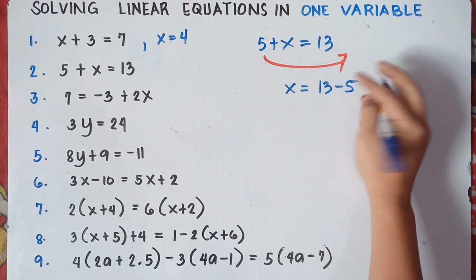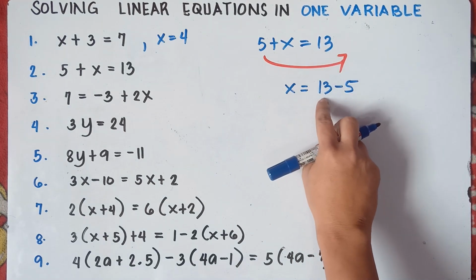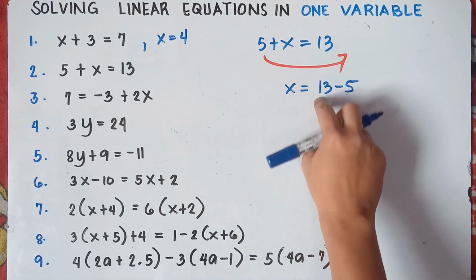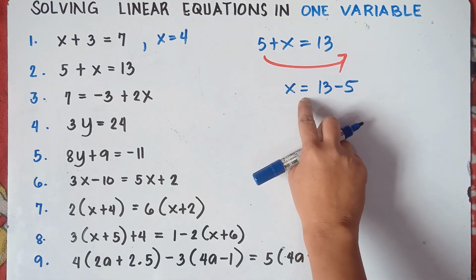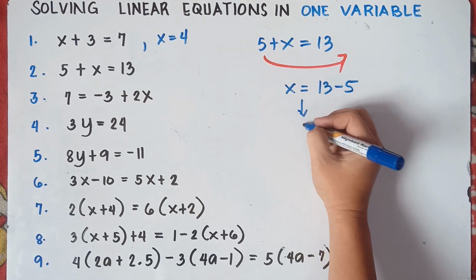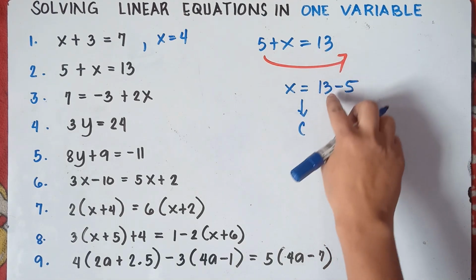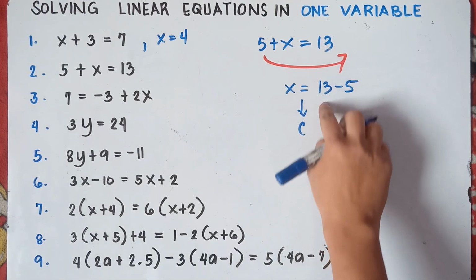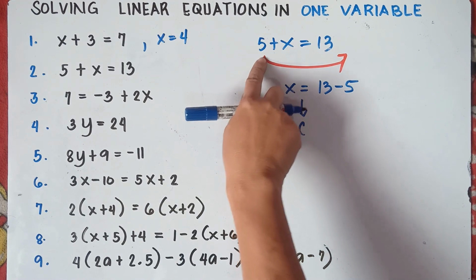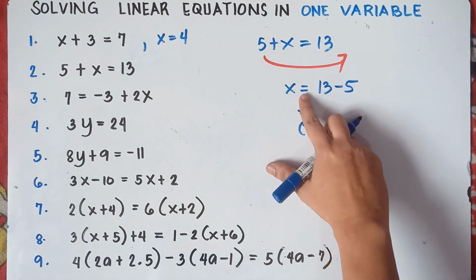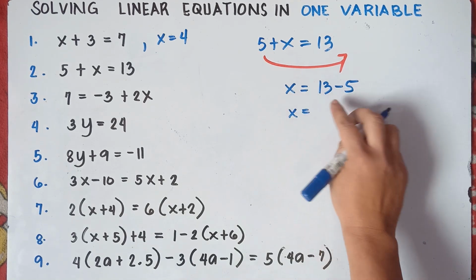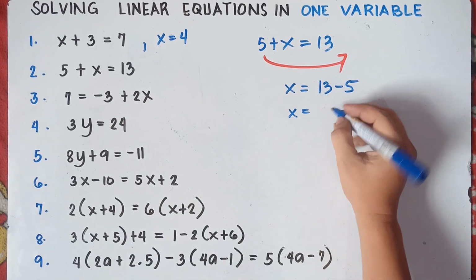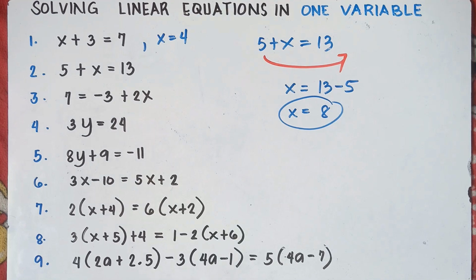minus 5. You will not change the sign of 13 because 13 is still on the right side of this equal sign. Check the equal sign, class. This is our guide. This equal sign is our center. So 13 is still on the right side, so no need to change the sign of 13. But we transfer 5 from left to right, so we change the sign. And then we subtract 5 from 13. So 13 minus 5 is 8. So our x is equal to 8.